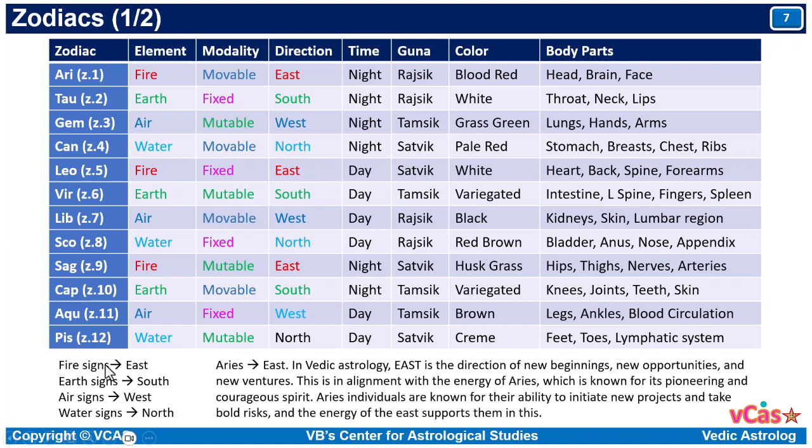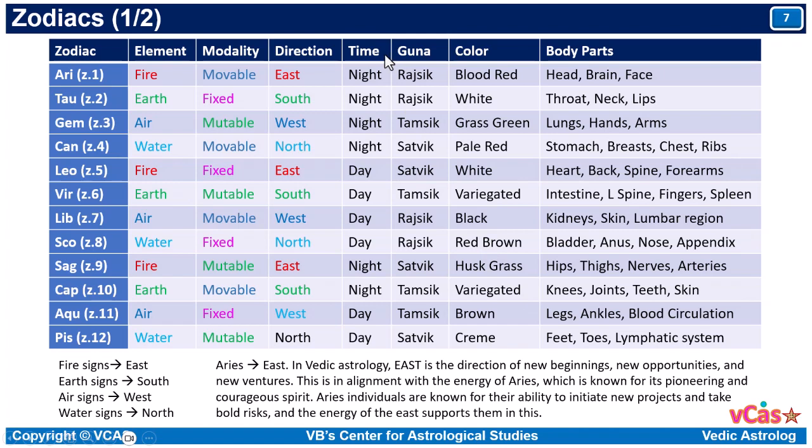The fire signs are usually east, earth signs are south, air signs are west, and water signs are north. So Aries is associated with east. In Vedic astrology, east is the direction of new beginning, new opportunities, and new ventures. This is in alignment with the energy of Aries, which is known for its pioneering and courageous spirit. Aries individuals are known for their ability to initiate new projects and take bold risks, and the energy of the east supports them in this.